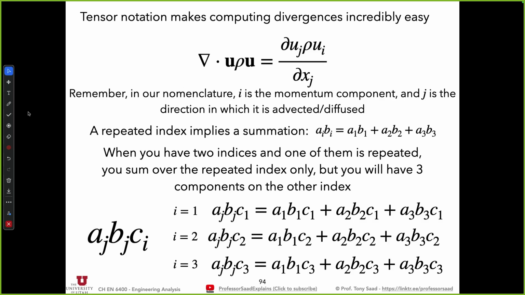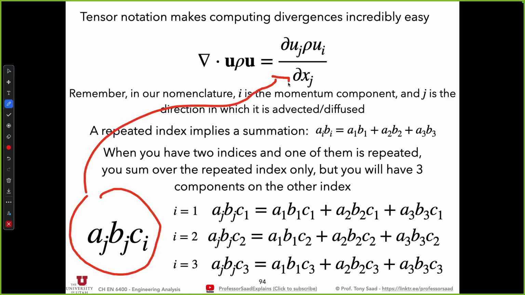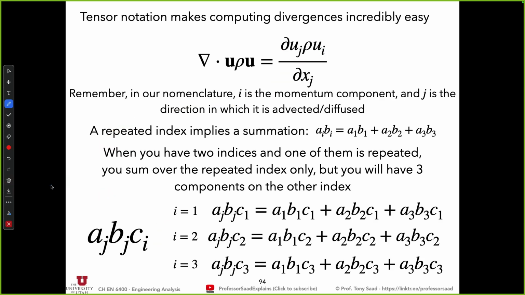So I'm trying to tie this back to the momentum equation. This is identical to this. Here I have j that's repeated, but i is my free index. So I define what i is: when dealing with x momentum, i equals 1. When dealing with y momentum, i equals 2. When dealing with z momentum, i equals 3. But in each case, I'm summing over j. Okay? So let's see how this works.